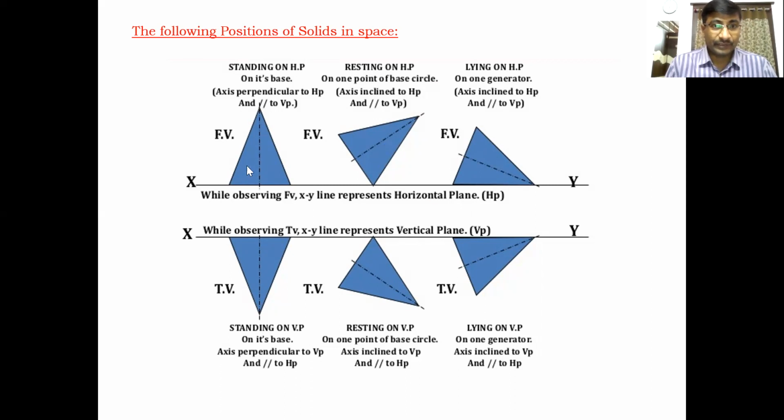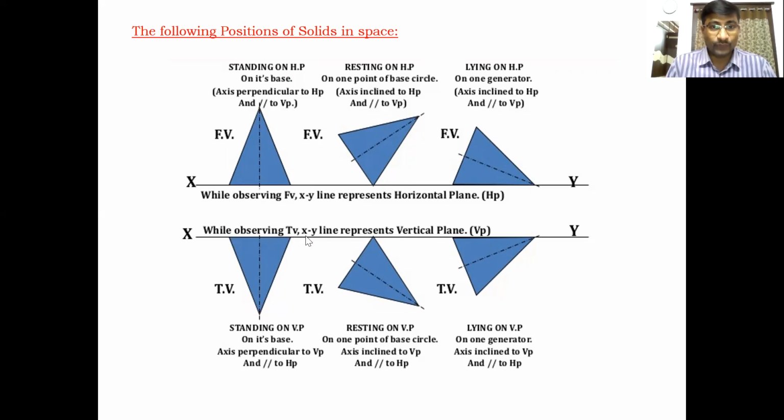This is the axis perpendicular to XY. Axis perpendicular to XY means, in the front view, the axis is perpendicular to XY. Axis inclined to HP means the axis is inclined to the XY line in the front view. These are the front view positions. Now look at the top view positions.